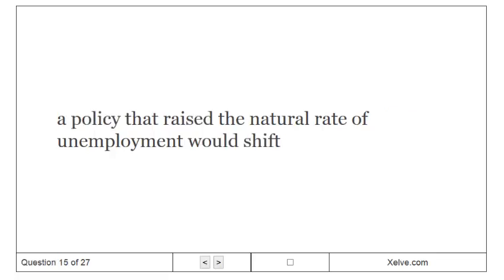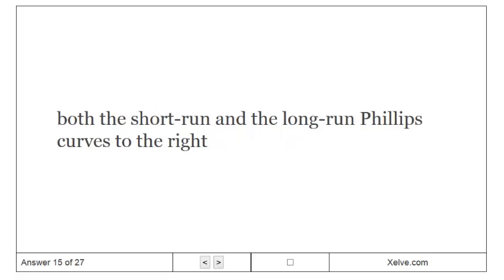A policy that raised the natural rate of unemployment would shift both the short-run and the long-run Phillips curves to the right.